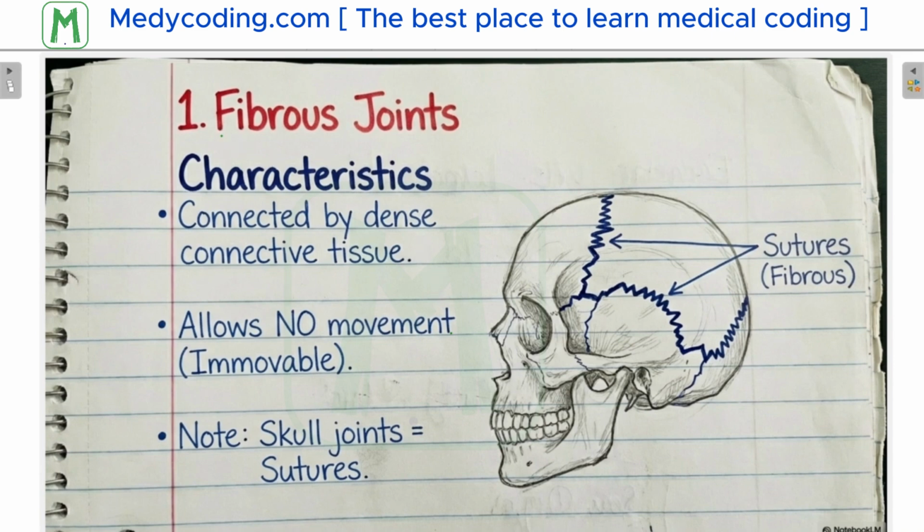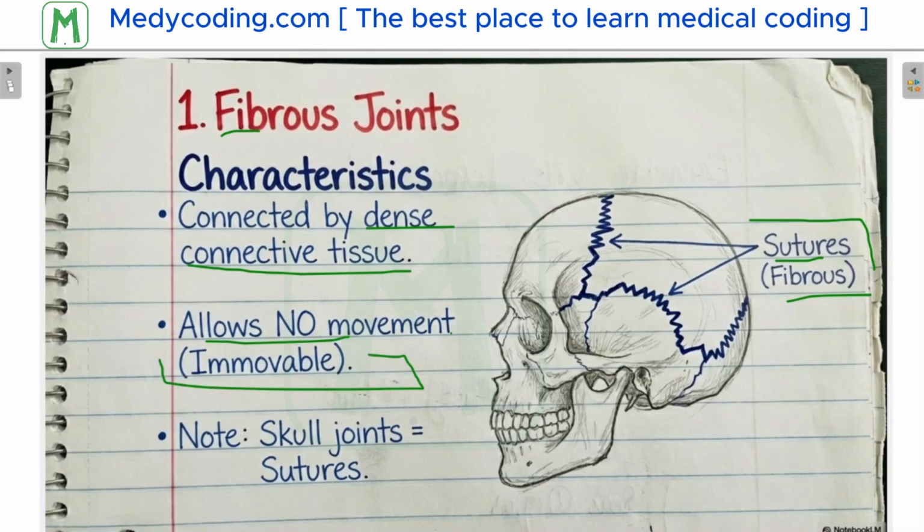You can see in this image the joints in the skull are fibrous joints. In the case of the skull, this fibrous joint is termed as sutures. So fibrous joints are the joints that are connected by dense connective tissue. They allow no movement. It is also known as an immovable joint.